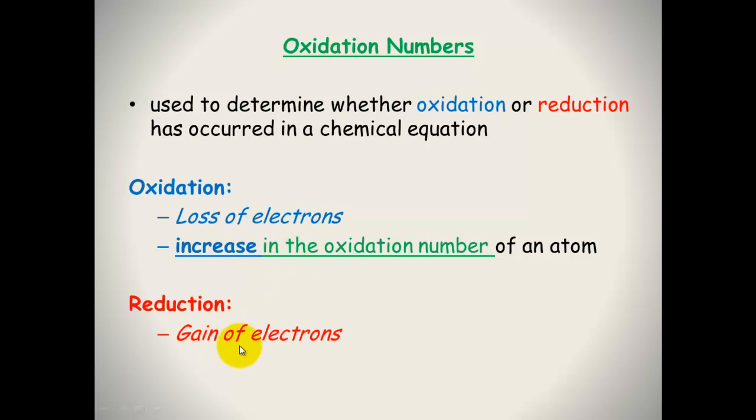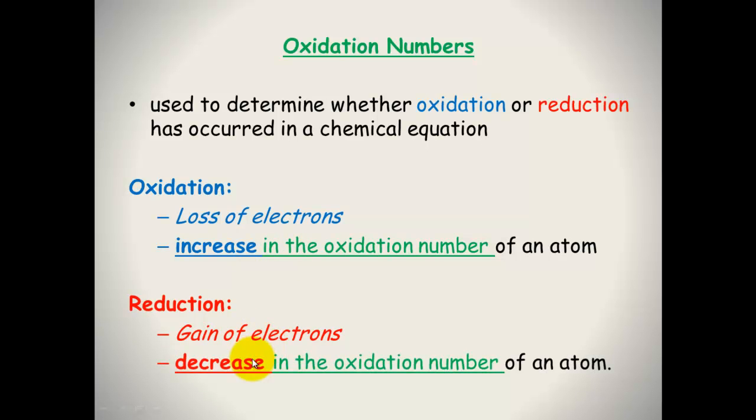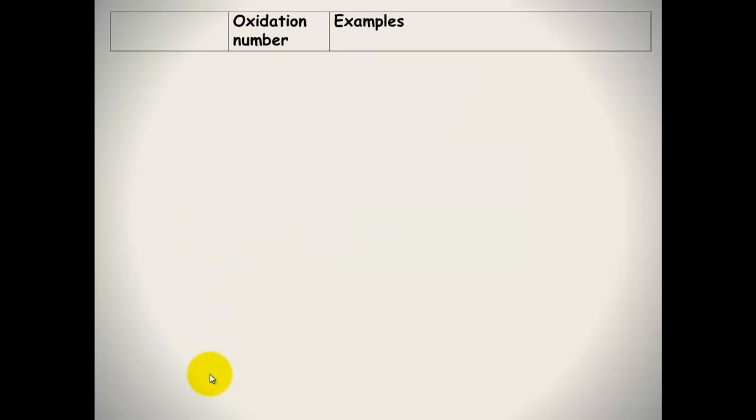Reduction is a gain of electrons, and it's a decrease in the oxidation number of an atom. So oxidation is an increase in the number, reduction is a decrease in the oxidation number. And that's easy to remember: reduction, decrease. So what are these oxidation numbers? There's a couple of rules that you need to remember, but once you know these rules, working with oxidation numbers is really quite easy.